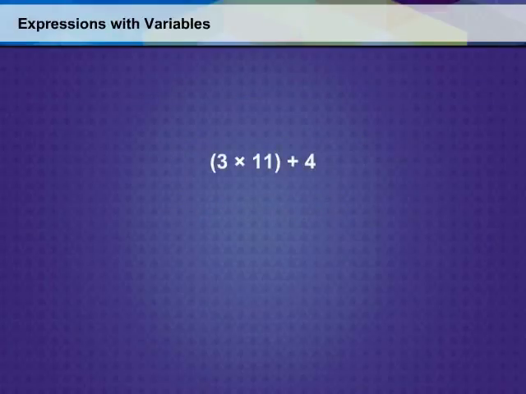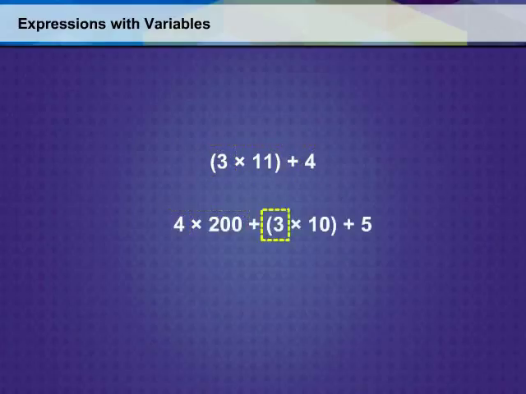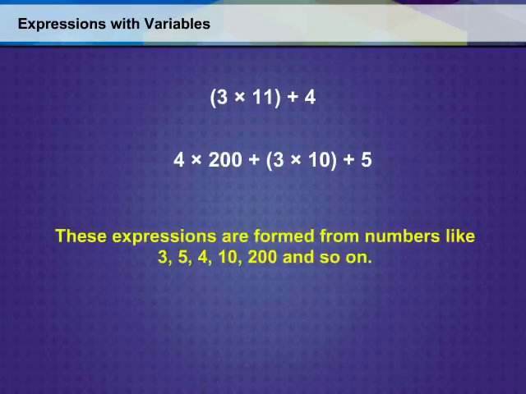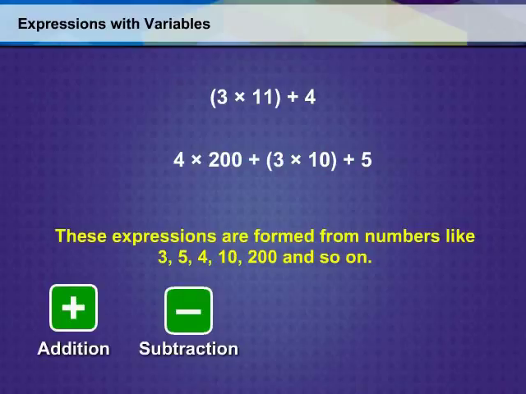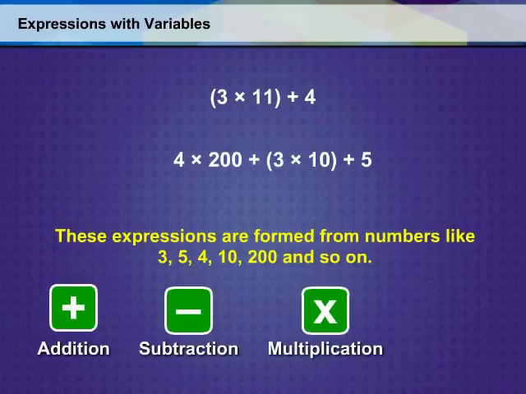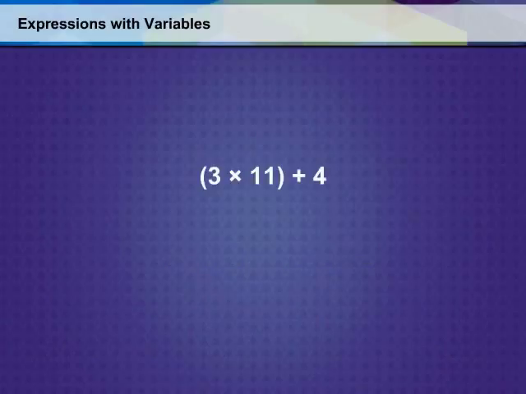Look at these expressions: 3 times 11 plus 4, 4 times 200 plus 3 times 10 plus 5. These expressions are formed from numbers like 3, 5, 4, 10, 200 and so on. To form expressions, we use all the four number operations of addition, subtraction, multiplication, and division. For example, to form 3 times 11 plus 4, we have multiplied 3 by 11 and then added 4 to the product.